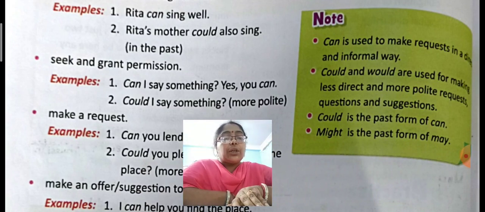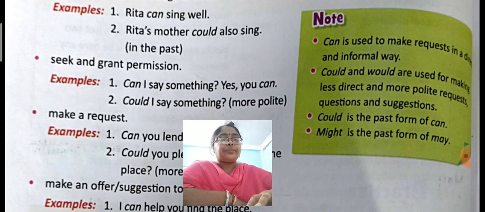Could is the past form of can also. Understood? And might is the past form of may. When we say, you might have done this work, that means it's in the past form. You may do this work, that means you may do it now, in the present form.